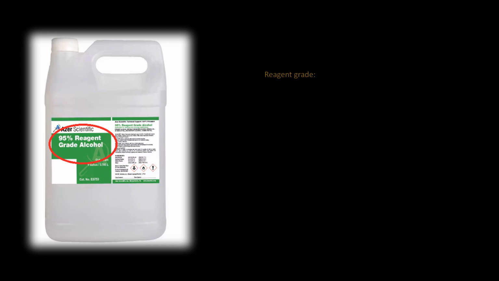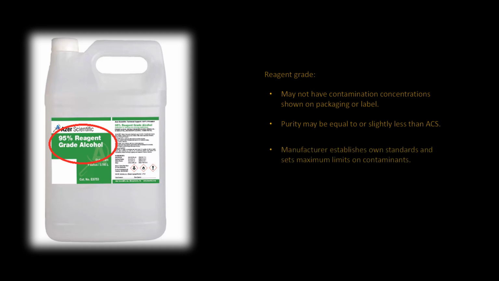Reagent grade chemicals, such as that shown and circled in red, may not have the contaminants and their concentration shown on their labels or on the packaging. One may have to contact the manufacturer or supplier. The purity of the product may be equal to or slightly less than an ACS grade of reagent. It is the manufacturer that sets the standard for this product, not the American Chemical Society.